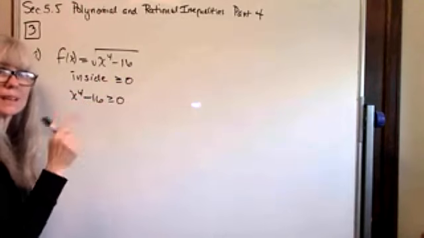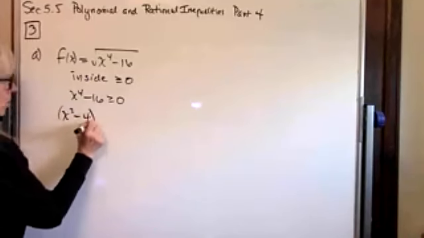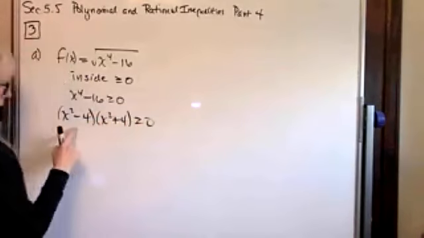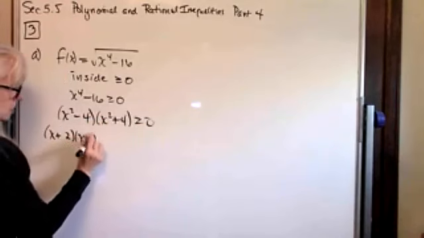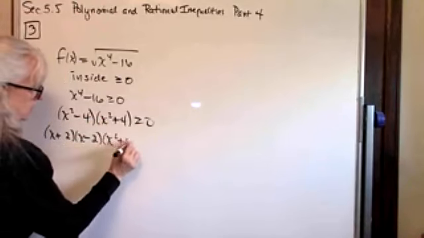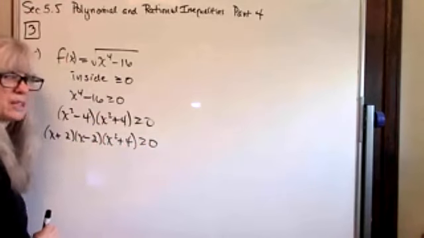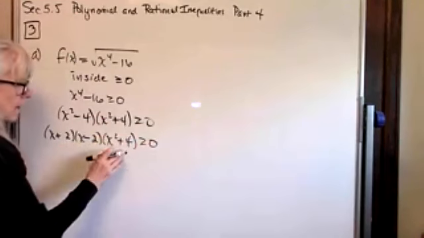It's a polynomial inequality. So I'm going to factor it. It factors into x squared minus 4 and x squared plus 4. And then the x squared minus 4 can factor again. So x plus 2, x minus 2, x squared plus 4 greater than or equal to 0. The x squared plus 4 is going to give me plus or minus 2i as zeros, and those don't impact the number line. So we're going to ignore that for now.